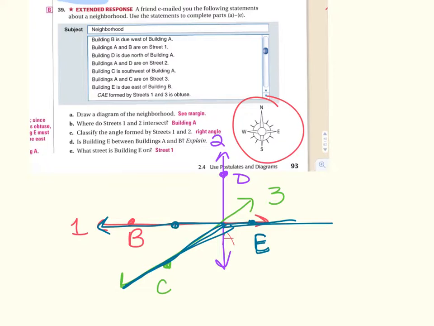So now the questions are: draw the diagram, which we just did. Where do streets 1 and 2 intersect? Street 1 was my red and 2 is my purple. Those intersect at point A. Classify the angles formed by streets 1 and 2. They would meet at exactly 90 degrees because it said due north, so those would be right angles. Is E between buildings A and B? We just said no. In order for that obtuse angle to be formed, E had to be outside of A and B. And what street is building E on? E would be on street 1. Make sense? You get a little bit of knowledge of north, south, east, west behind that. Okay, any other questions from the homework?